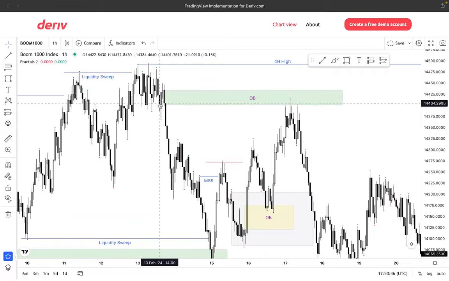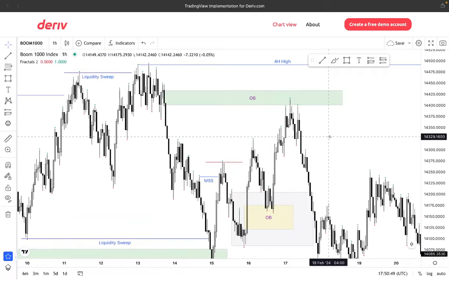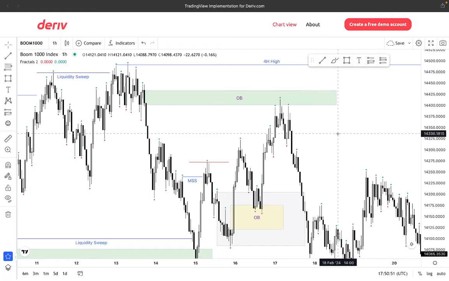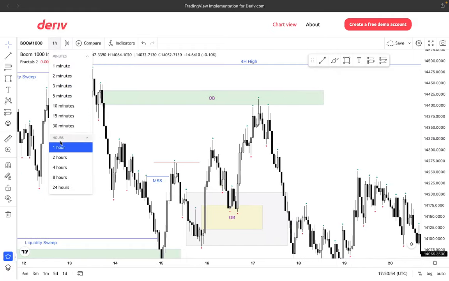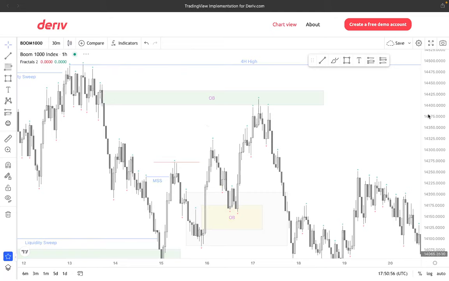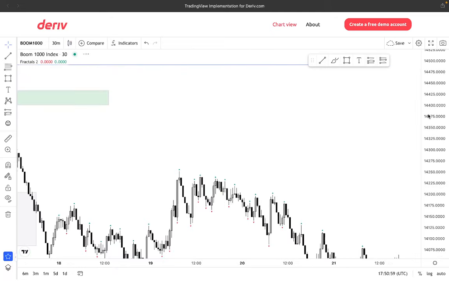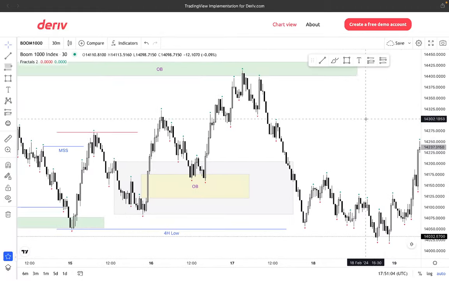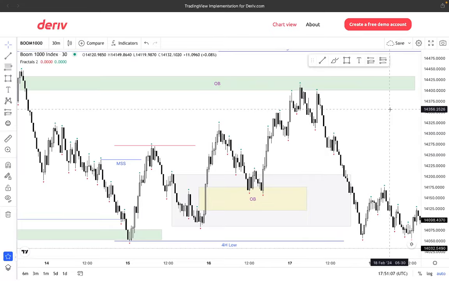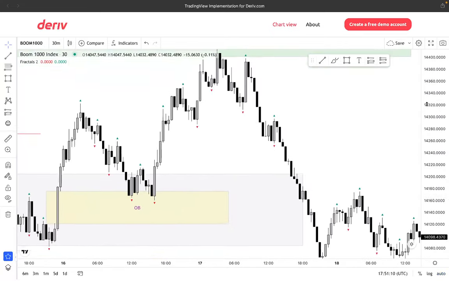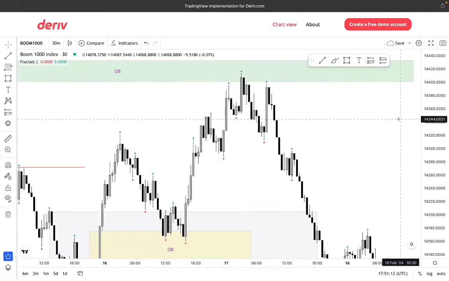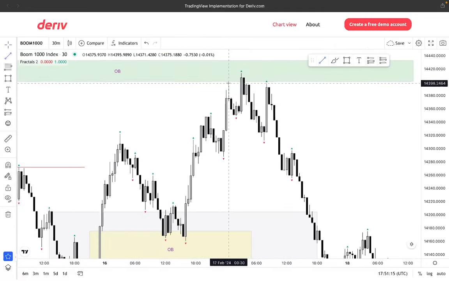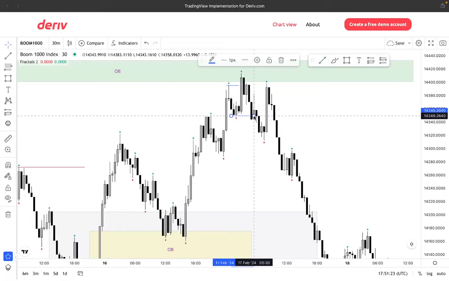All right, we entered, we tapped our order block there. Let's quickly see how the reaction was. Let's go to the 30 minute. Okay, what can we see on the 30 minute? Same thing. Exactly the same thing. Before we entered our point of interest, we had a liquidity sweep. We had a market structure shift at this fractal low.